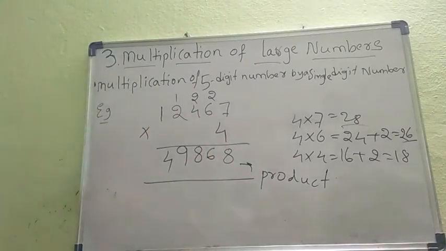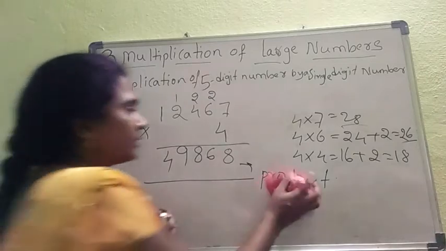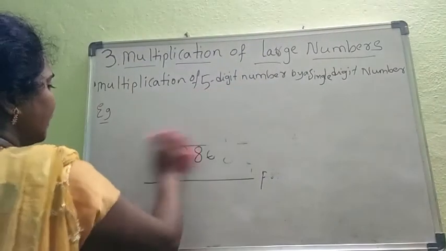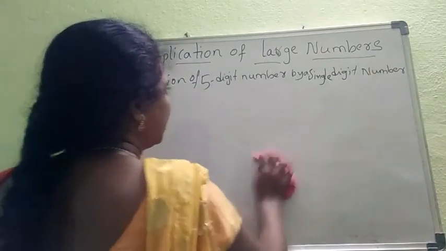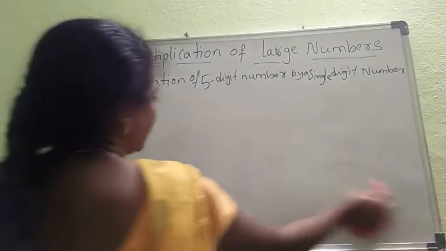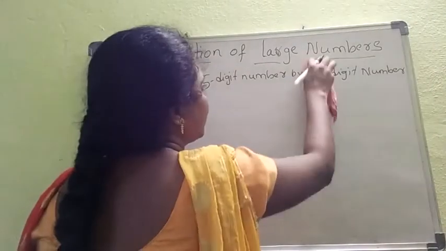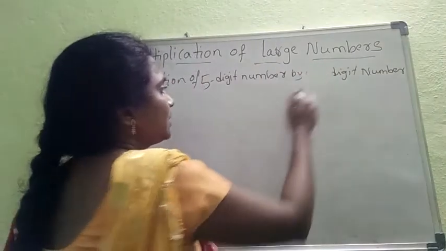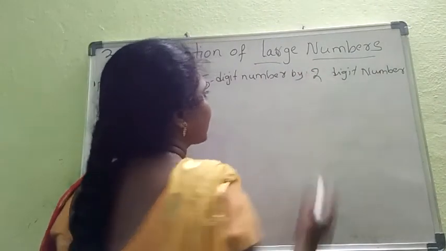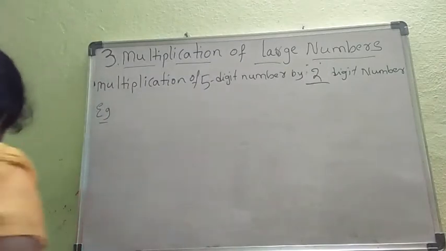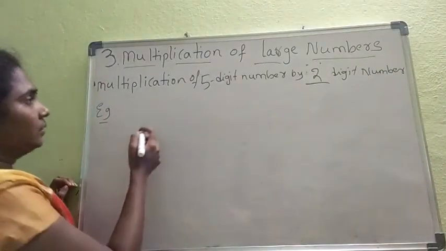Next, is this clear? Next we will multiply a 5-digit number by a 2-digit number, right? This will be a little bit lengthy, but it is not difficult. We will multiply a 5-digit number by a 2-digit number, right? Next, I am taking one example.